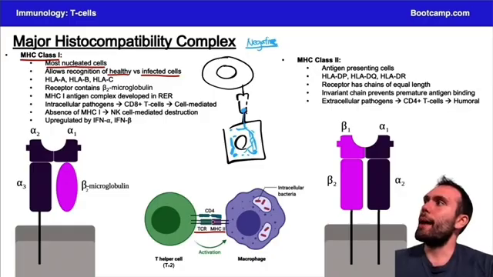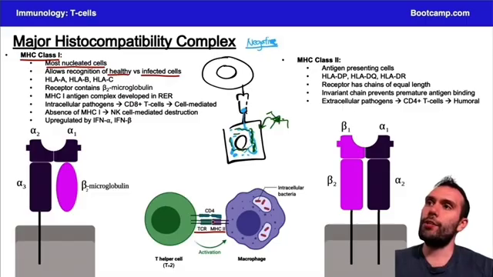Now, let's see what happens if I had a virus come around. So here's some virus, and this virus gets into this cell. It's going to hijack the cell's machinery so it can make more viral proteins. The cell will take some of these proteins, like we just talked about, bring them into the rough endoplasmic reticulum, break them down, and then transport them to the surface of the cell.